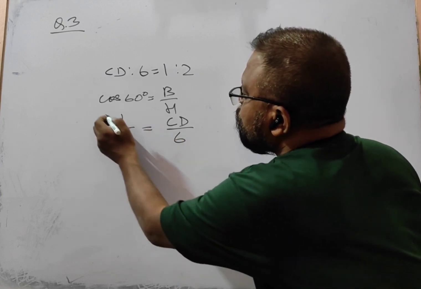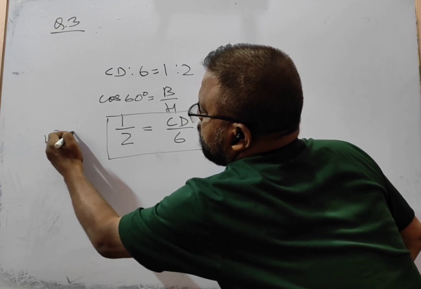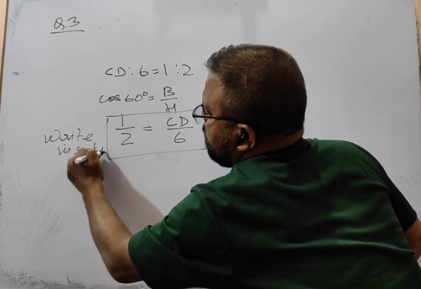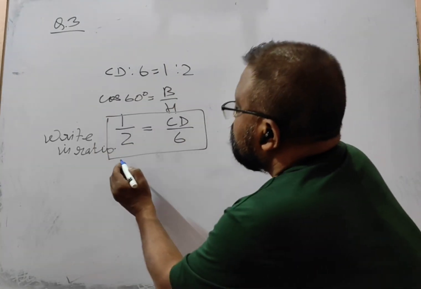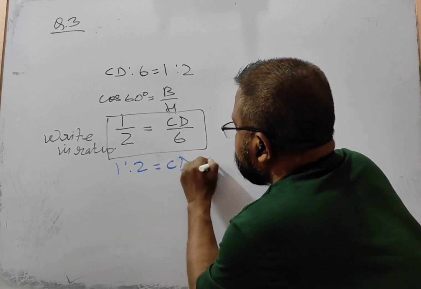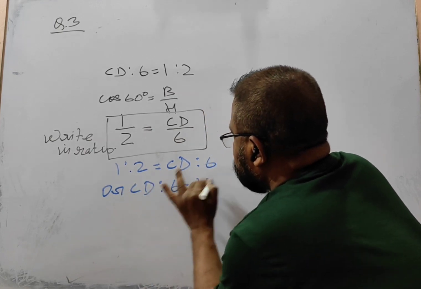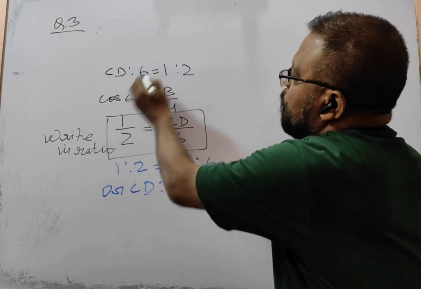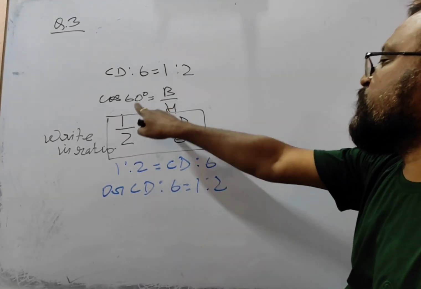So if we write this in ratio, then the thing is the same. We can write 1 is to 2 is equal to CD ratio 6, or you can write CD ratio 6 is equal to 1 is to 2. But from where do you get this 1 by 2? I told you that also. 1 by 2 is coming from cos 60 degree.